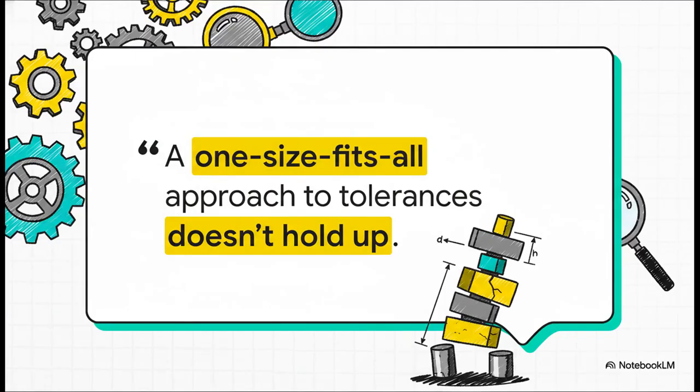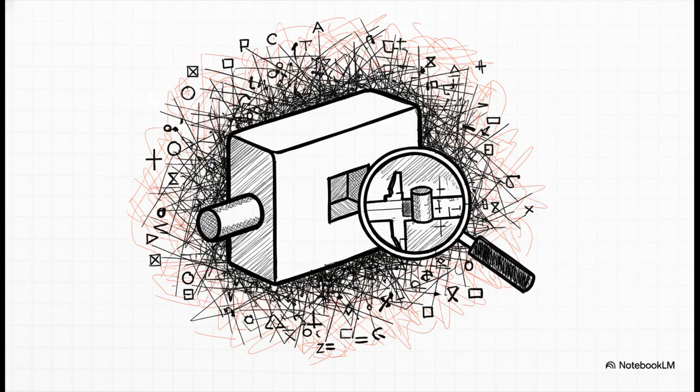And as this quote says, a one-size-fits-all approach just doesn't work. Think about it. Every feature on a part does a different job. If you don't specify its needs precisely, those tiny little errors can literally stack up across the part until the whole thing just fails. And the third major mistake, and this one might actually surprise you, is being too strict.